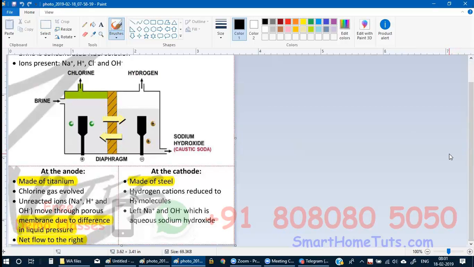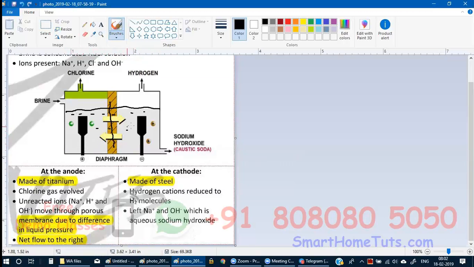Unreacted ions Na plus, H plus. Membrane due to difference in liquid pressure. See, basically this separation that is there. Okay, here anode, cathode, why we are separating? So that automatically the gases that are evolved, they both get separated. And this is the porous spot. Basically, initially when you are starting the reaction, this brine, that is concentrated sodium chloride, the concentrations will be equal in both the sides.